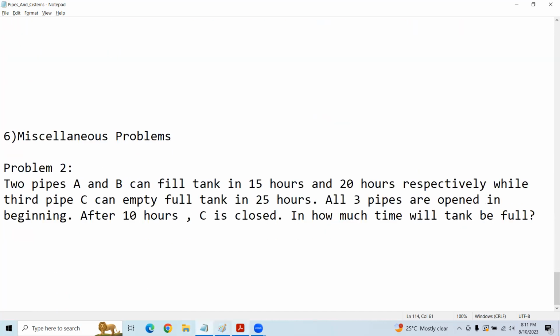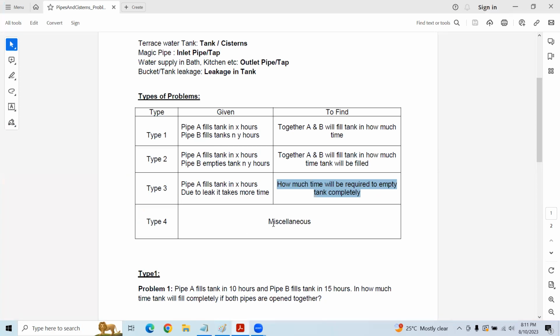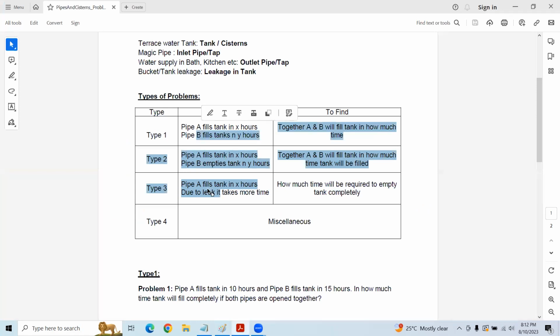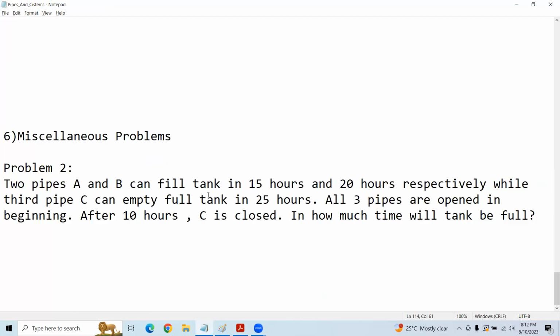Now let's look at the miscellaneous problem. In a miscellaneous problem, what will happen? It might be a combination of any two of them or more than two of them. Type 1, type 2, type 3. Any of the combination you will get.